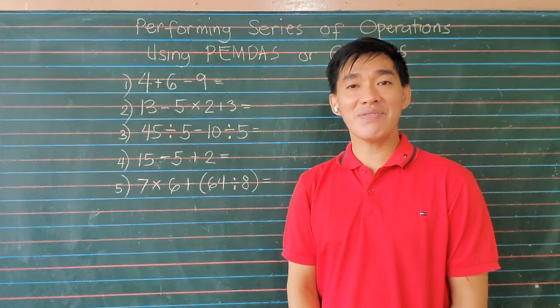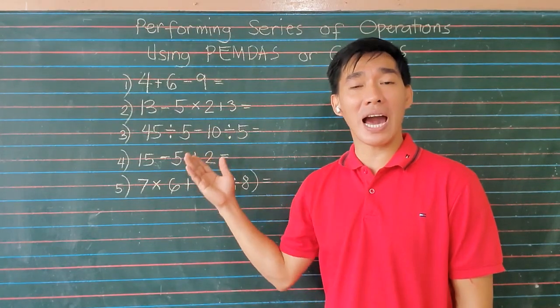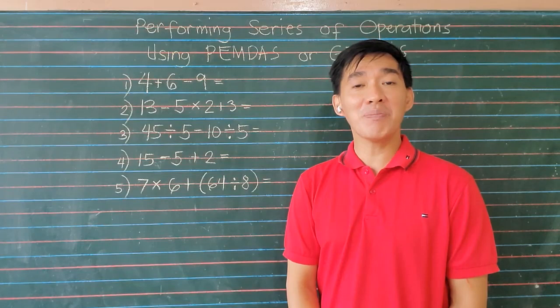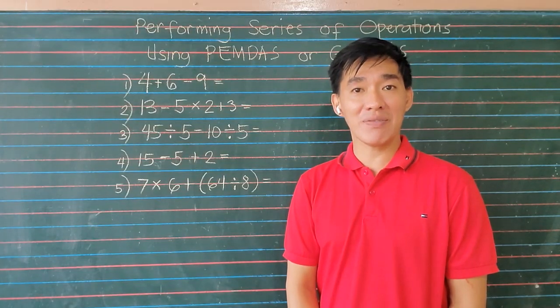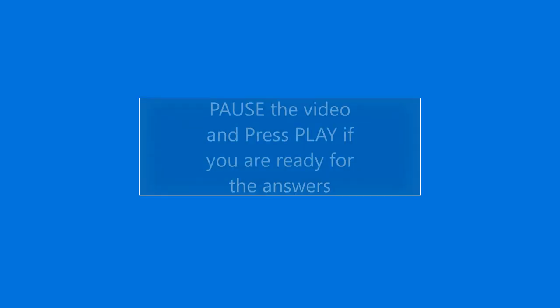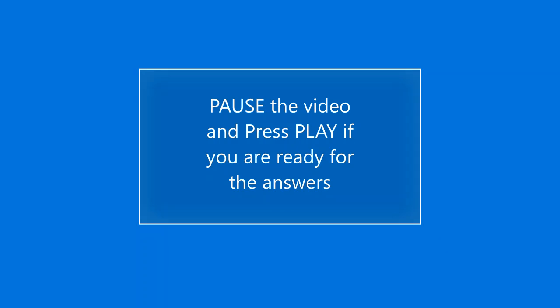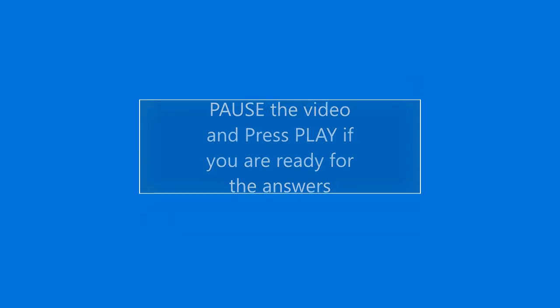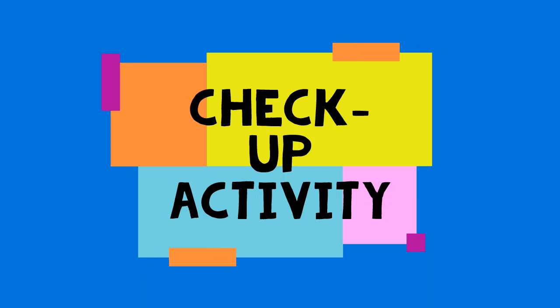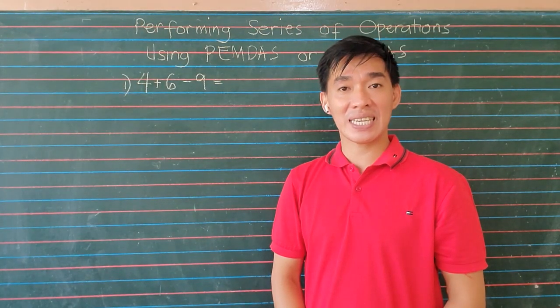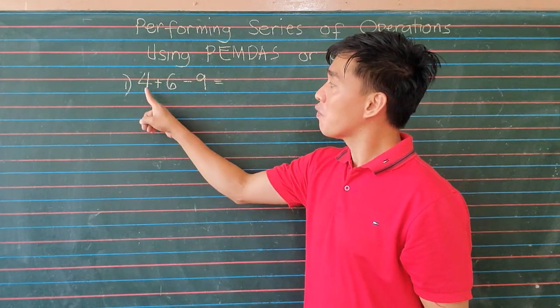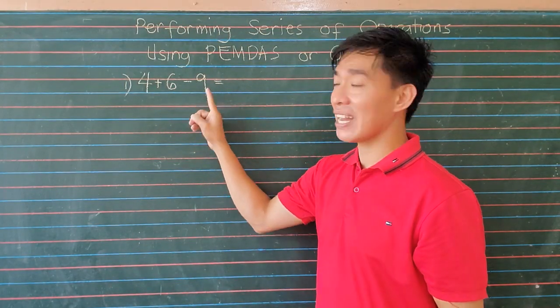For your next activity, I want you to try the following items written on the board. Kindly pause this video, copy the given, and answer. Let us now answer our activity. Item number 1, 4 plus 6 minus 9.